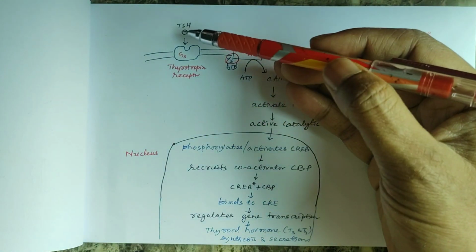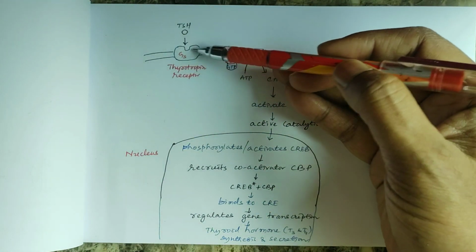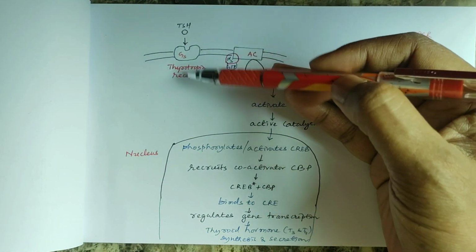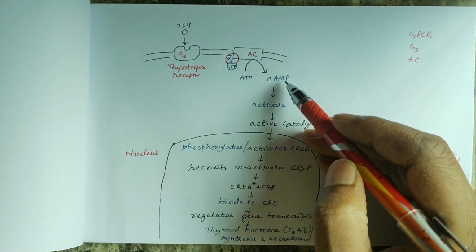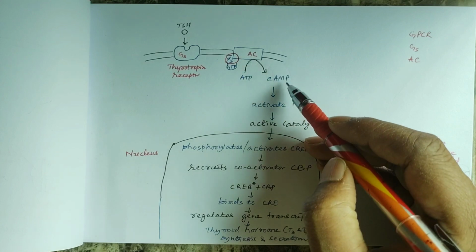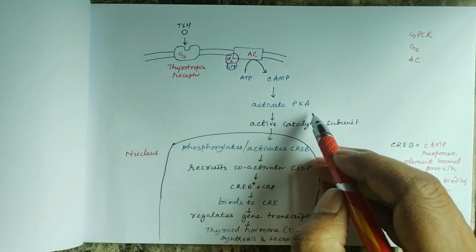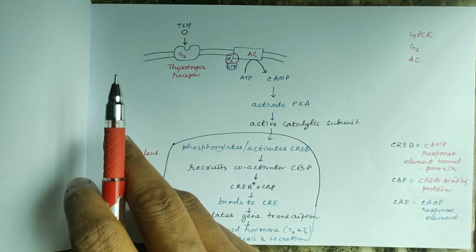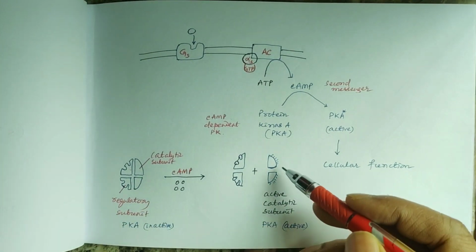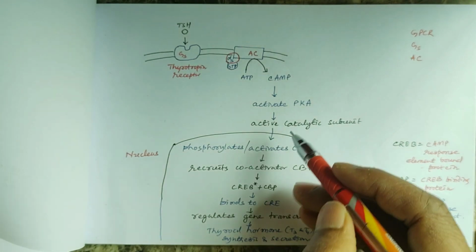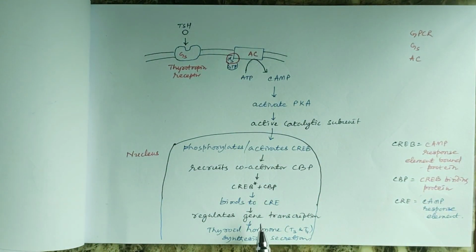So in this way, thyroid stimulating hormone, by acting on the GS type G protein coupled receptor, thyrotrophin receptor, activates the adenylate cyclase, forms cyclic AMP, which activates the protein kinase A, where the activation will lead to formation of the active catalytic subunits, which will enter into the nucleus and will regulate the gene transcription through the CREB and CBP complex. This is all about thyrotrophin receptor.